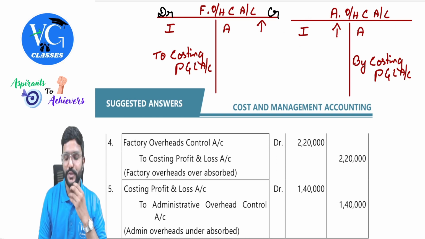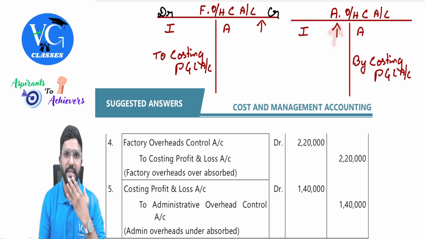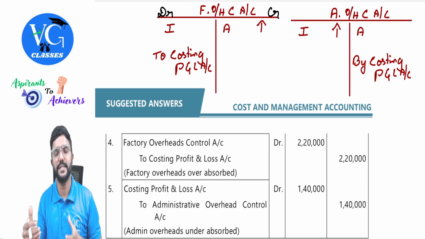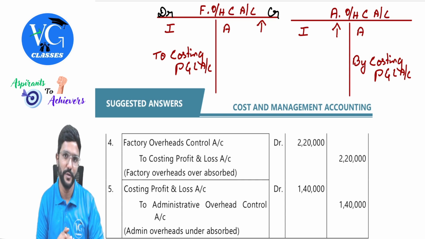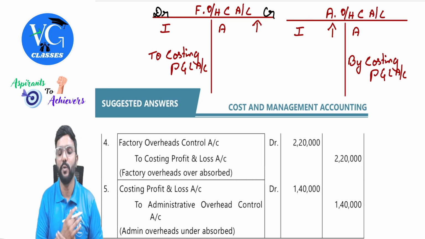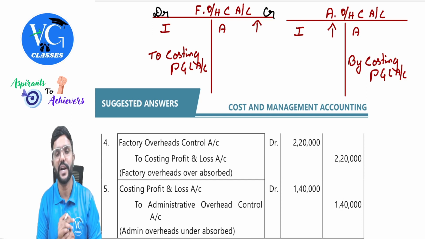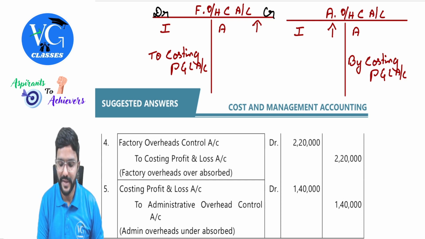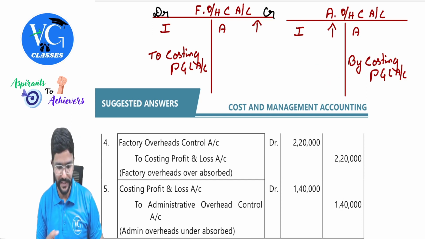So they told under absorbed. That means incurred is more and absorbed is less. So debit side is more. When debit side is more, on the credit side, the balance figure we need to transfer to costing P&L account. So what is the entry? Costing P&L account debit to administrative overhead control account, guys. This is for under absorption because debit side is more, incurred is more than absorbed.